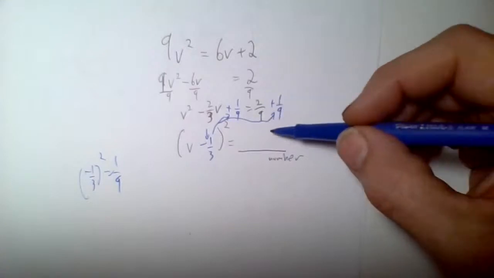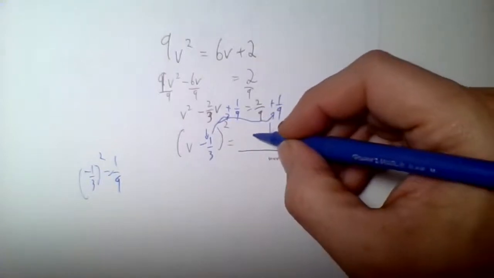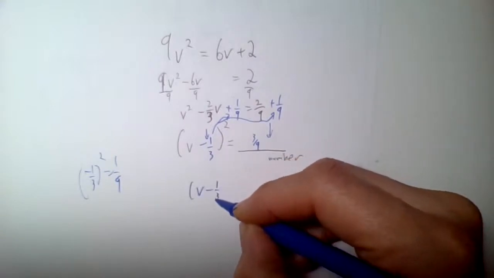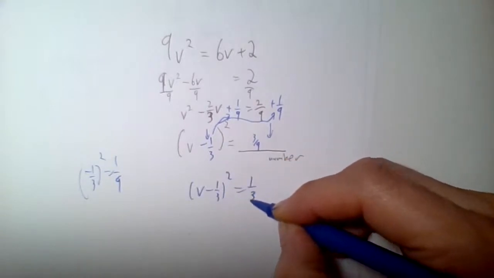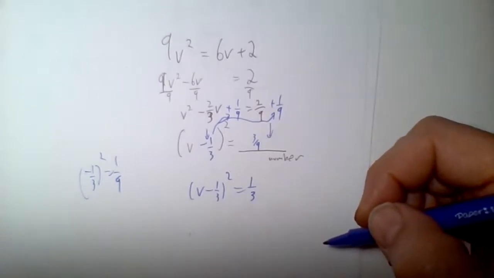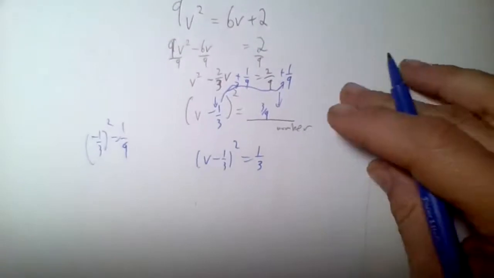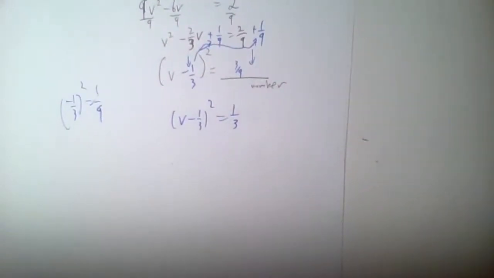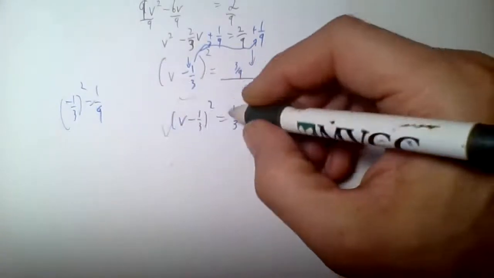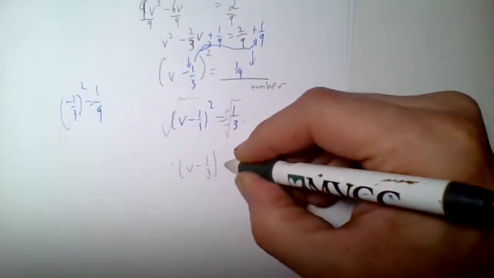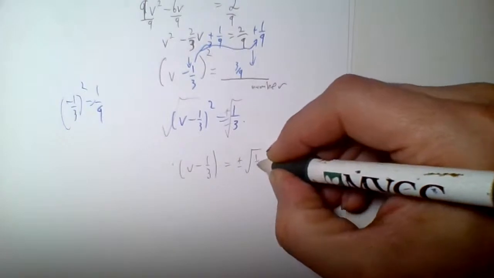This side is where we actually do the adding to see what we get here. 3 over 9, which is just 1/3. So we got v minus 1/3 squared equals 1/3. Now I'm ready to use my square root property and solve this out. That's the process here. Plus minus the square root of 1/3. So the square root of this would be plus or minus the square root of 1/3. v minus 1/3 is plus or minus the square root of 1/3.